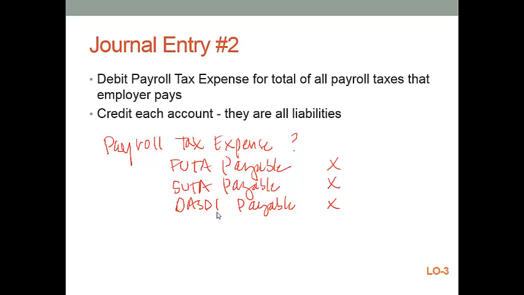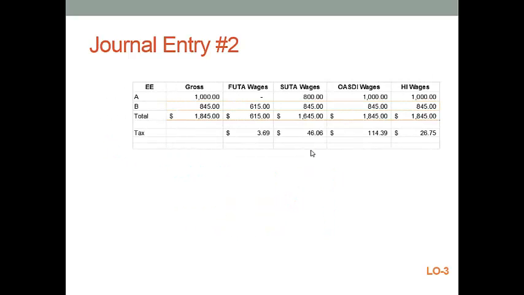So that's going to be a credit. And then also HI. Again, that's going to be a credit. And then what I would do is I would just add up all of my credits, cross out this question mark, and put in the total. I would debit the total of all of those payroll taxes. Okay? So let's look at an example.